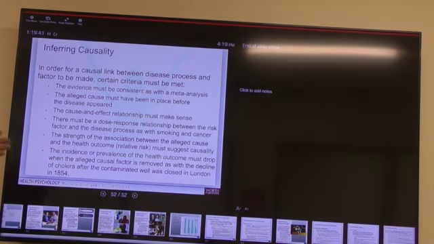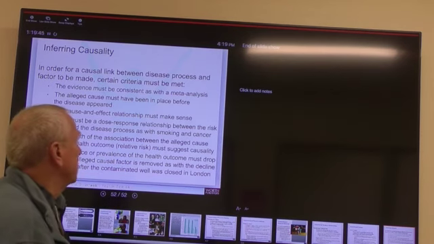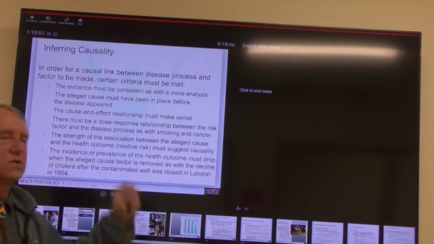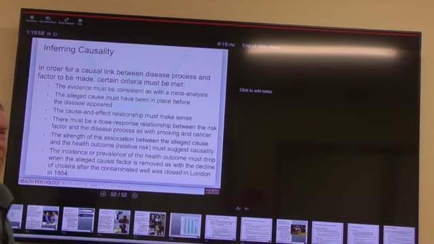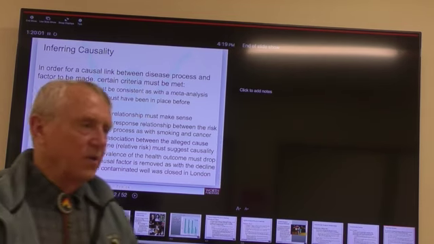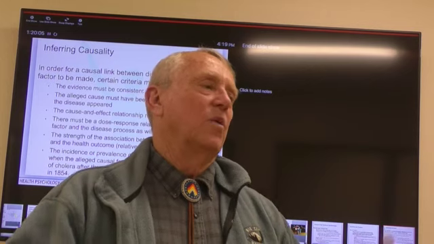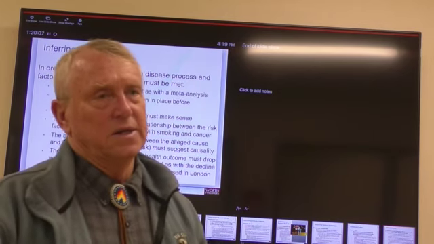The strength of the association between the alleged cause and the health outcome, the relative risk, must suggest causality. The incidence or prevalence of the health outcome must drop when the alleged causal factor is removed, as with the decline of cholera after the contaminated well was closed in London in 1854. So we knew that that was the cause because as soon as we closed that well, we stopped getting new cases.